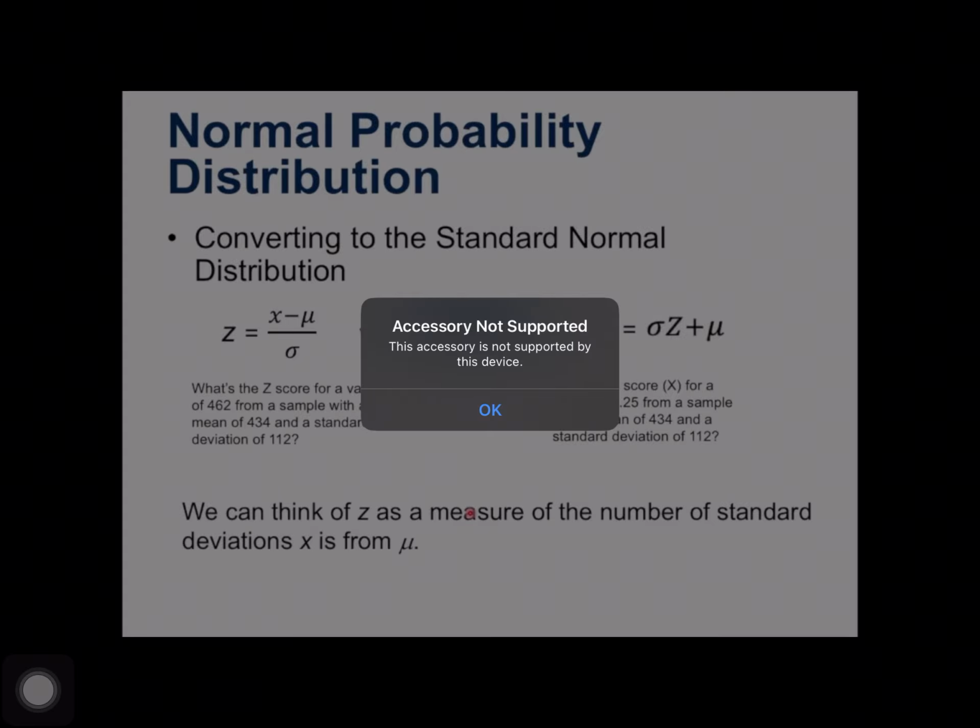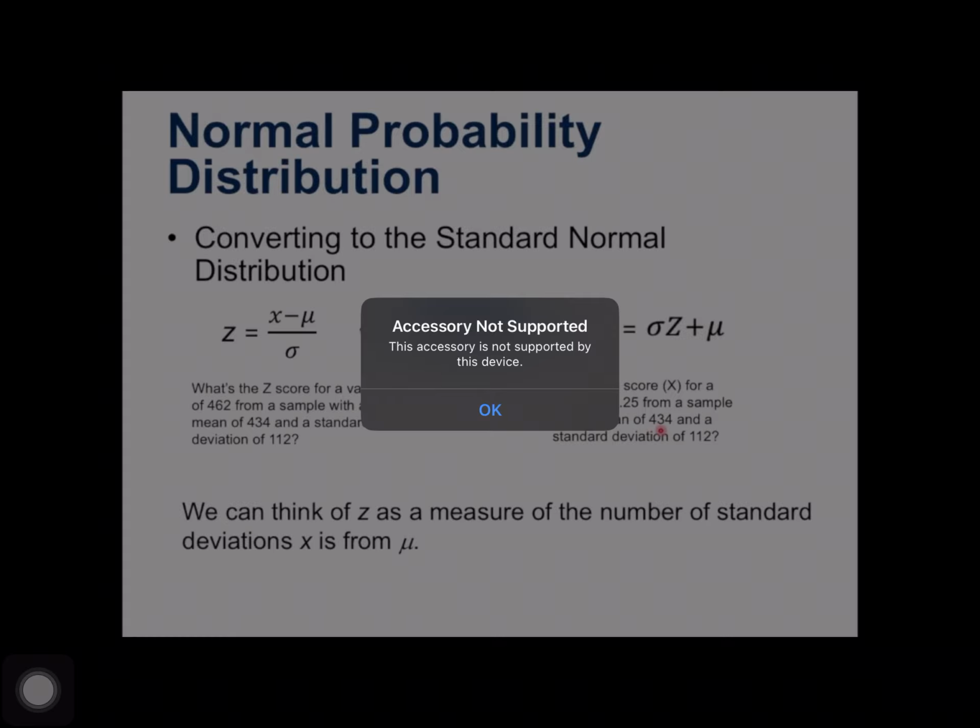One of the other nice things about it is we're able to convert z-scores into scores, just as we are to convert scores into z-scores. These two are really just mathematically working out and are equivalent to each other. So you could ask the question, what's the z-score for a value of 462, for example, with a sample mean of 434 and a standard deviation of 12. But you could also say, well, what is the score for a z-score at any particular range, such as 0.25 from a sample with those same properties, and you'll be able to convert back and forth.